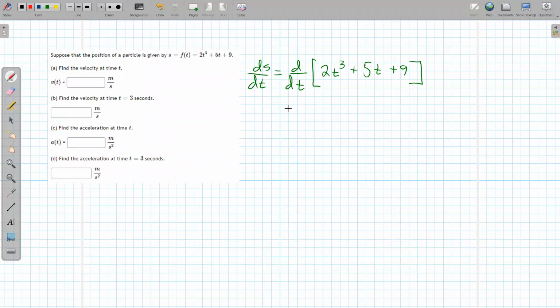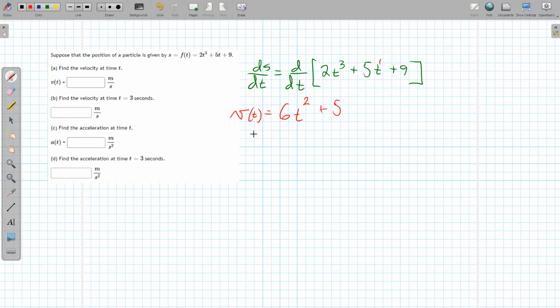So 3 times 2 is 6, and that's going to be a t squared. Power here is 1. 1 times 5 is 5. Reducing that power by 1 gives me t to the 0, and a variable to the 0 power is 1. 1 times 5 is still 5. And then the derivative of 9 is 0, and so this right here is my velocity function, given the position function. And then we want to know what's the velocity at 3 seconds.